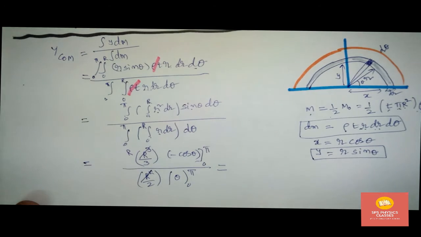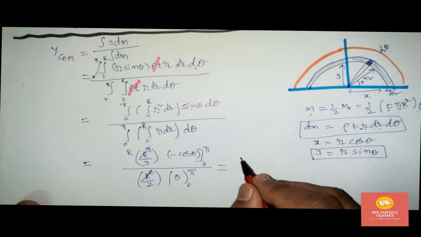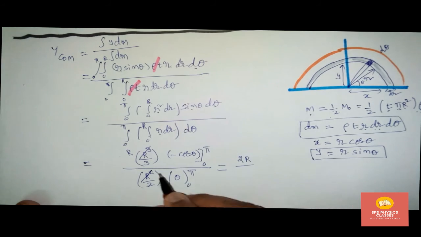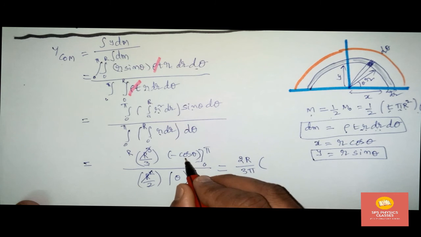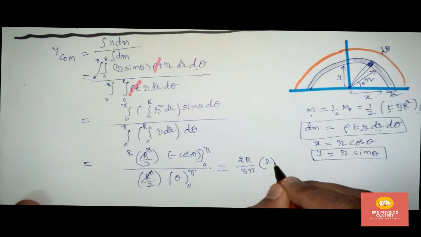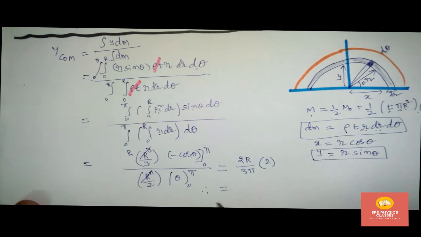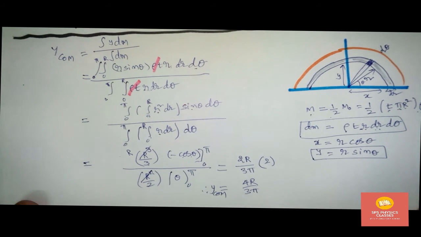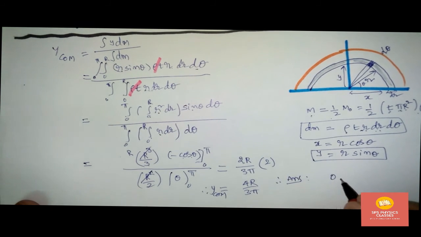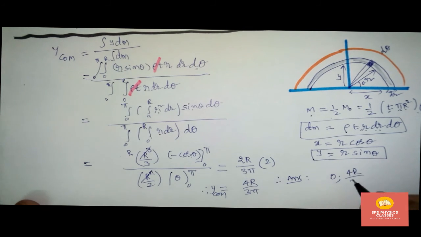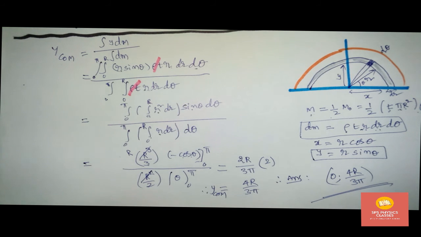The result is r, and the denominator of the denominator goes to the numerator, therefore 2r by 3 into pi, and the value of minus cos theta over 0 to pi is 2. Therefore the answer is YCM equal to 4r by 3 pi. So our answer for the question is the point 0 comma 4r by 3 pi. This is the position of the center of mass of our semicircular disk.